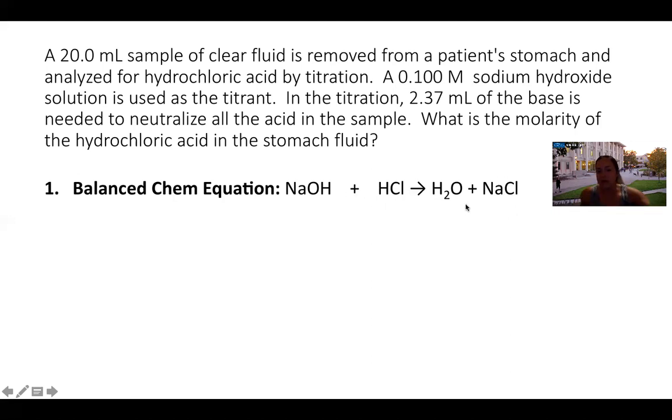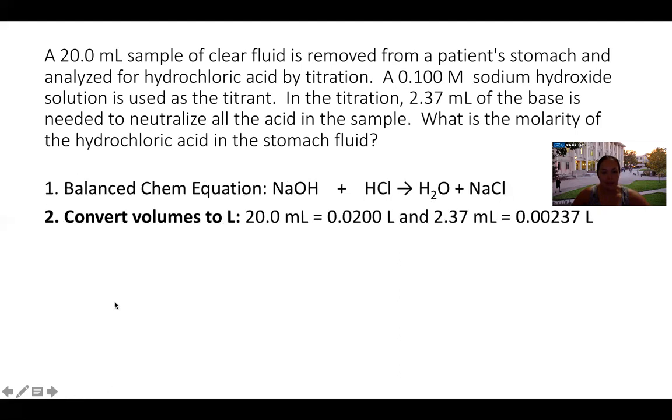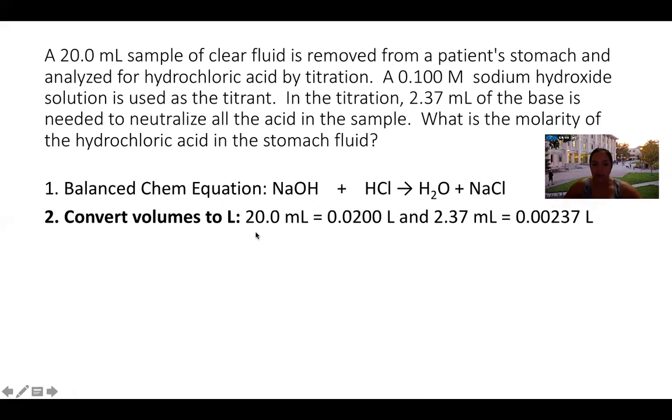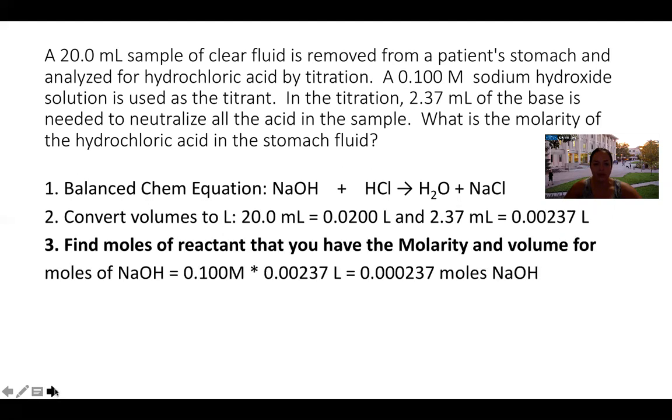You can look, this is a balanced equation. This is a 1:1:1:1 ratio. So using that M1V1 equals M2V2 would work here. However, I don't recommend it as your instructor, because like I said, on your test, I will not do that. Okay, so number 2, we're going to convert all our volumes to liters. So we took our 20 milliliters of our HCl and converted that to 0.0200 liters. And then the 2.37 milliliters of our base becomes 0.00237 liters. Okay, so that was of the NaOH, the sodium hydroxide.